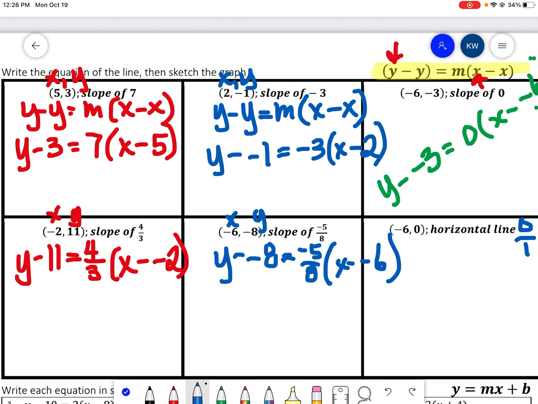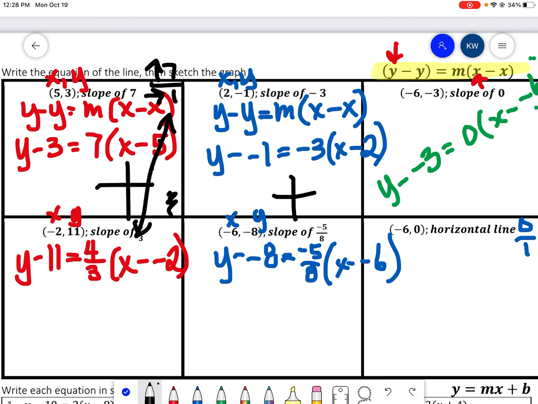Now it also says in the directions to sketch a graph. So sketches don't have to be pretty. But what I want you to keep in mind is just kind of like what it's supposed to look like. So you want it to go over 5, up 3, not this one. And then from that point, you're going to go up 7 to the right 1. So up 7 to the right 1, so it's going to be a pretty steep line. It doesn't have to be a fancy drawing, but it does need to be done.